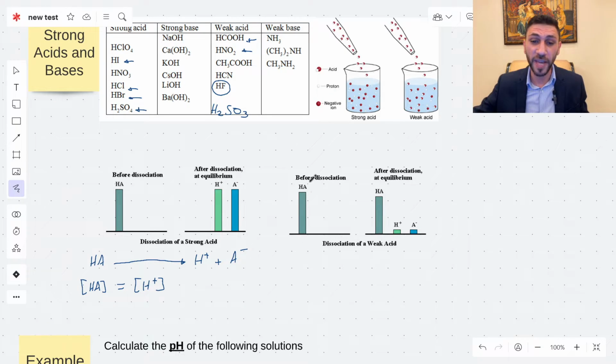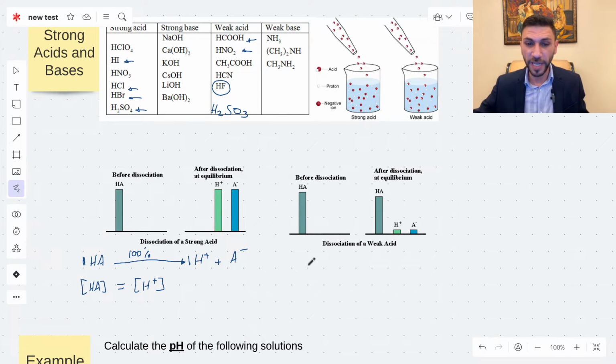But if HA is a weak acid, the dissociation is not going to be 100%. So here we have 100% dissociation. It will give you the ions. And because 1 mole gives you 1 mole, the concentration of HA, the original acid, equals the concentration of H positive.